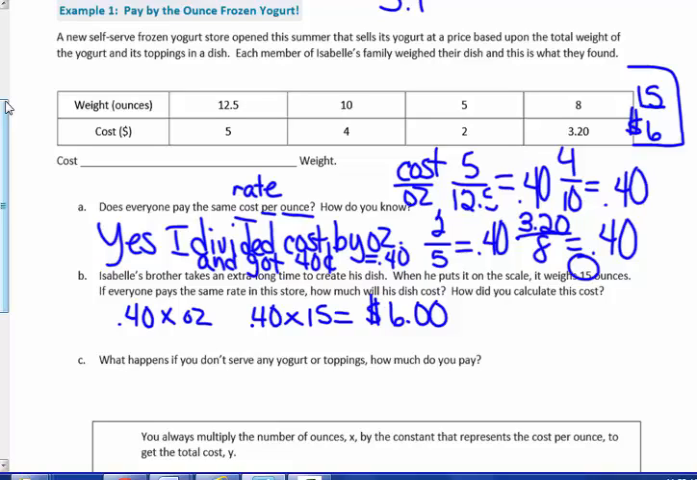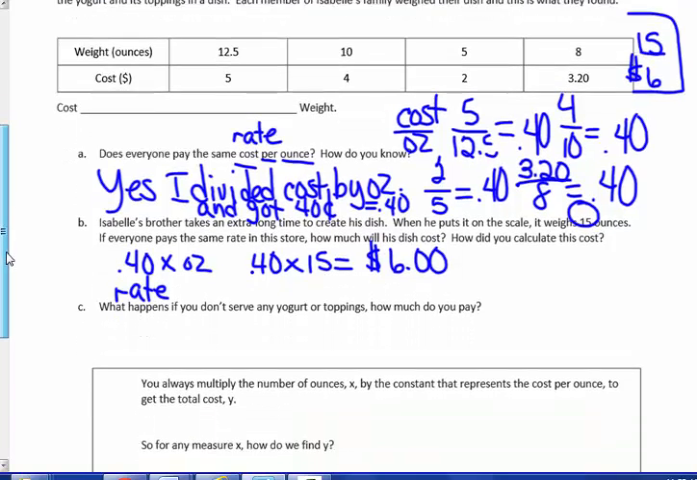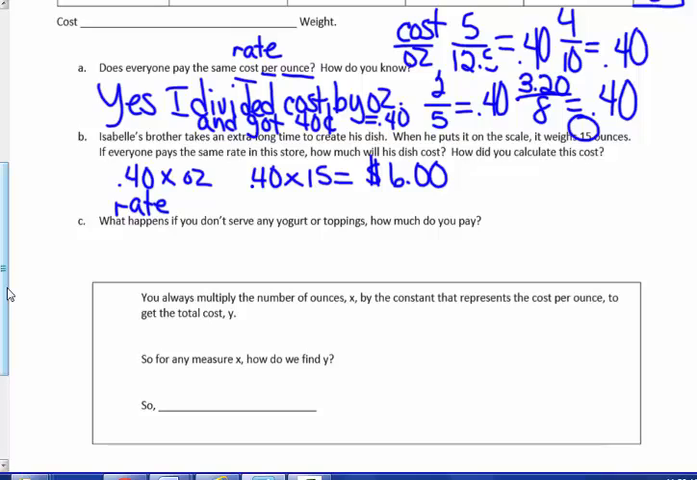How did you calculate his cost? I took the cost per ounce, the rate, and multiplied it by the ounces to get the total cost. Cost per ounce times the ounces equals the cost. And I got $6.